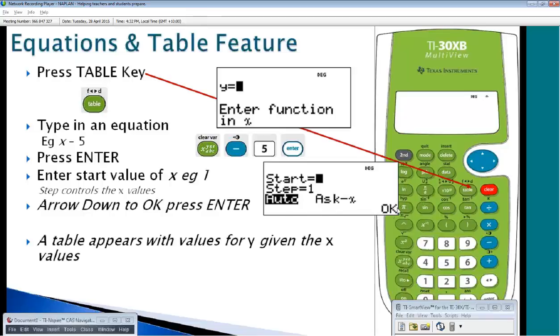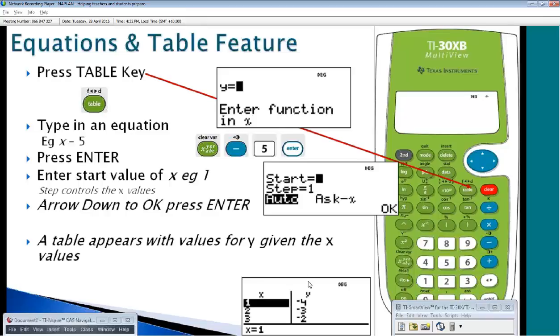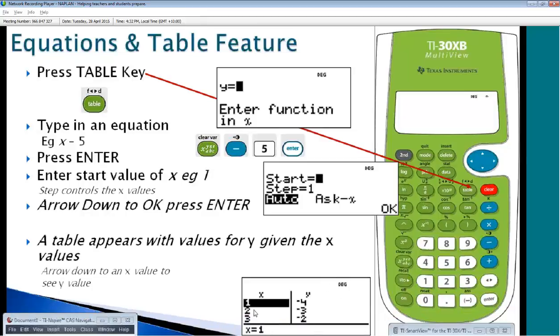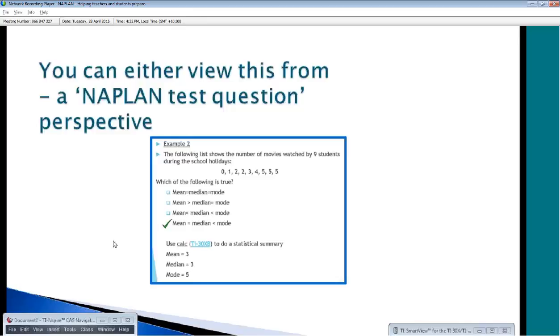And so you go down then to OK, and what happens is you get a table of values, which you can see down the bottom of the screen here. And with the table of values, this is our x. We started, I must have set this one for 1, and you can see there that if we've got x equals 1, 1 minus 5 is negative 4, 2 minus 5 is negative 3, 3 minus 5 is negative 2, and so on. And you can scroll down through the values.